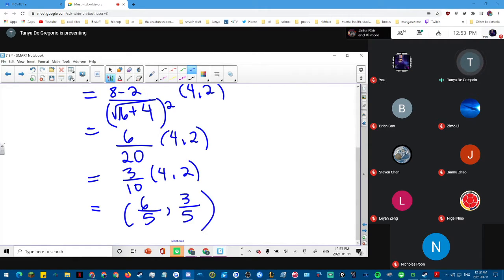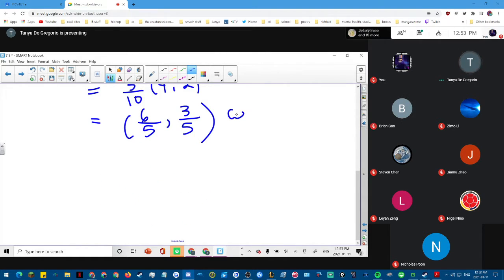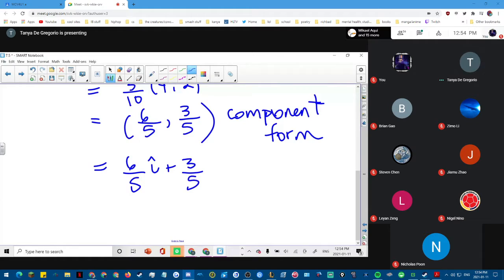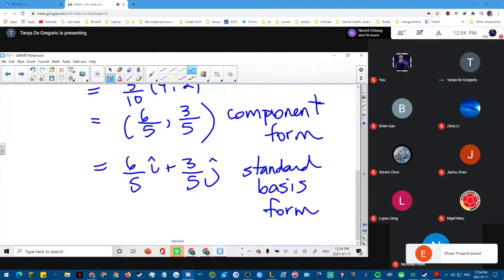So what do we call this form? Component form. Good. So here's component form. What other form can I show it in? Standard basis form. Excellent. Cool. Any questions?